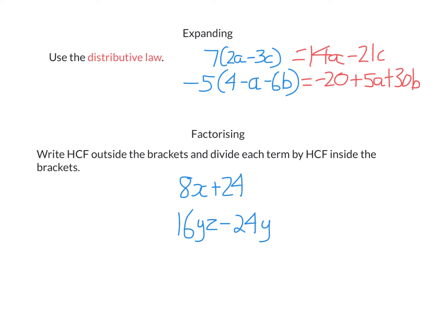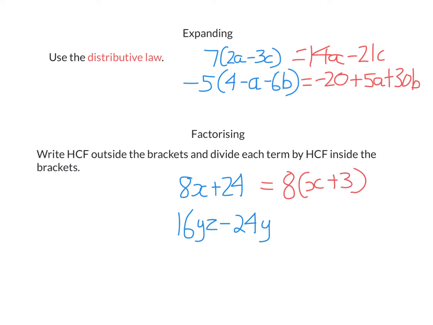So to factorize an expression like this, we write the highest common factor of each term out the front. So 8x and 24 are terms. The highest common factor is 8. 8 is the highest number that goes into 8 and 24. So we write it out the front, and then inside the brackets, we divide each term by the highest common factor. We go 8x divided by 8 is x, and 24 divided by 8 gives positive 3, and we're done.